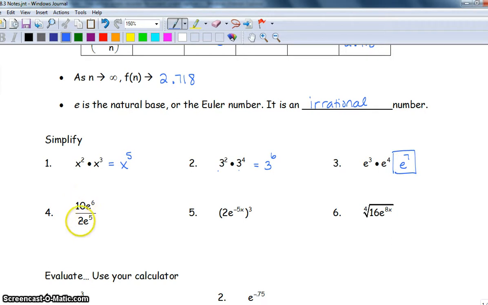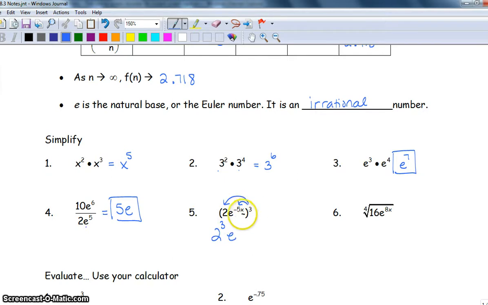If I have 10 divided by 2, I know that 10 over 2 reduces down to 5 over 1. So if I'm dividing like bases, it doesn't matter if that base is a variable or a number, we subtract the exponents. 6 minus 5 gives us e to the first power. And when we have a power to a power, we distribute in, so this becomes 2 to the third. And I have my base e, just like a number base or a variable base.